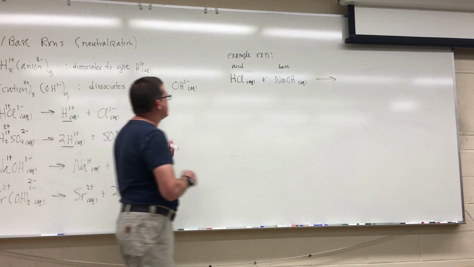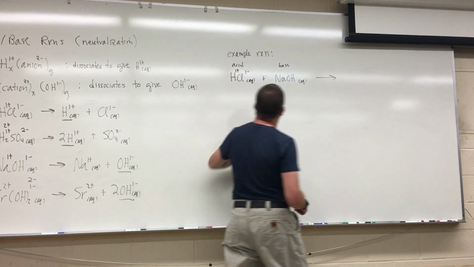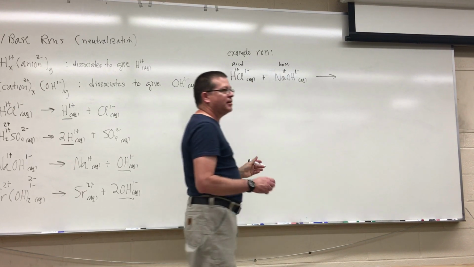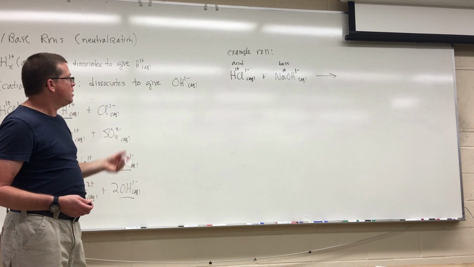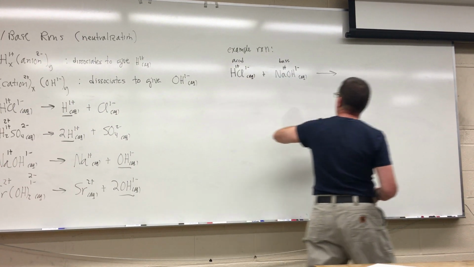Remember, hydrogen carries a 1+ charge, chloride carries a 1- charge, sodium is 1+, hydroxide is 1-. Let's let these ions exchange partners with each other. When we do that, what we're going to make is a salt, which is sodium chloride.